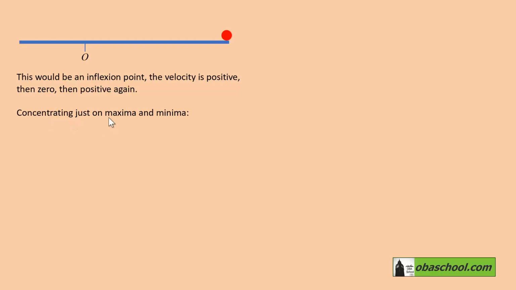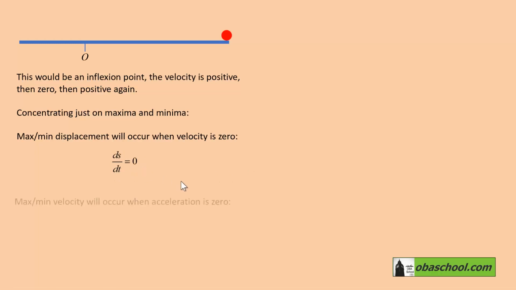Let's concentrate just on maxima and minima. Max or min displacement will occur when velocity is 0, or perhaps at the end point of a motion. ds/dt is 0 in that situation. Max or minimum velocity will occur when the acceleration is 0, and therefore dv/dt is equal to 0.